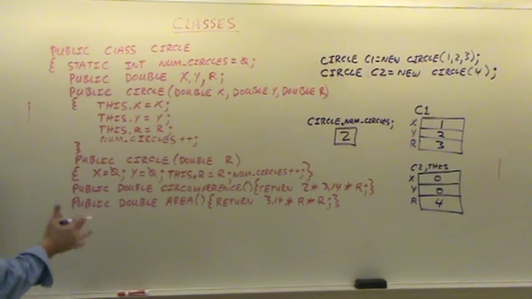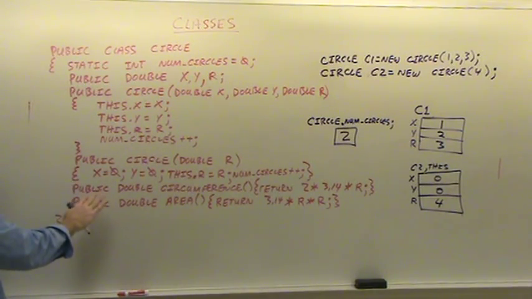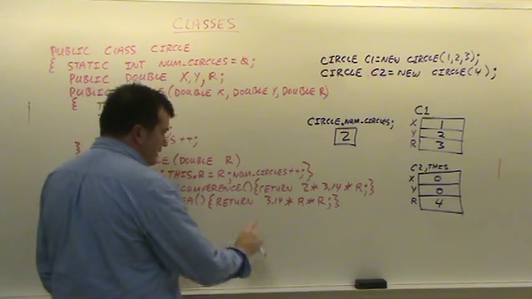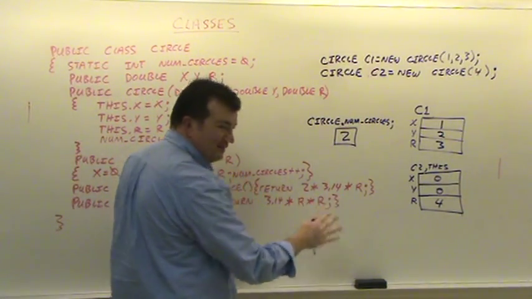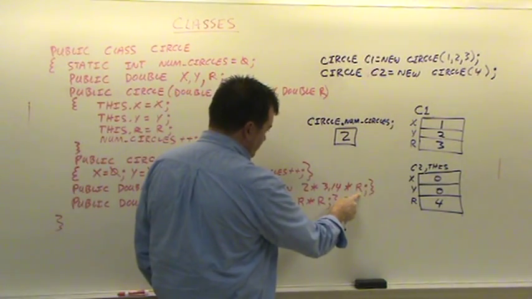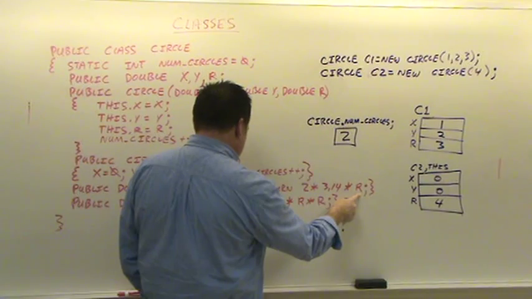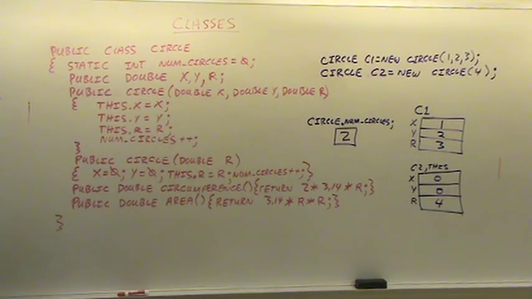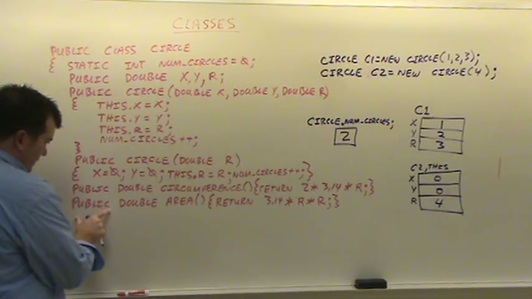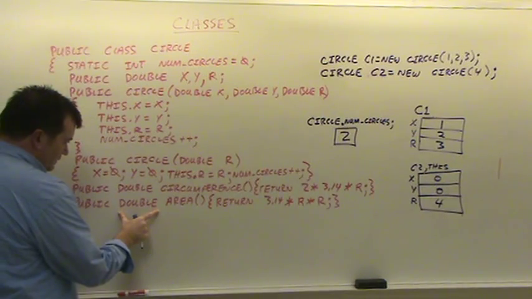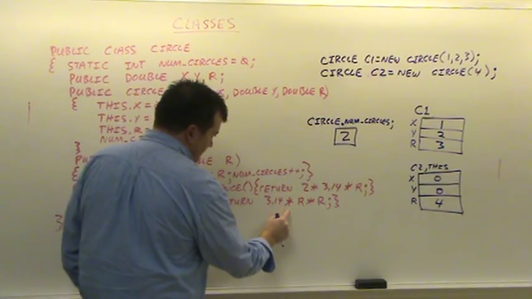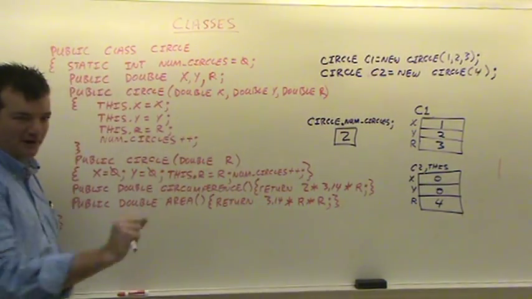So now, this class also happens to have some methods associated with it. For example, there's a circumference method which returns 2 times pi, 3.14, times the radius field. And then we have another method, which is public, returns a double, and it's called area, and what it does is it returns pi times r times r. So that's like pi r squared.